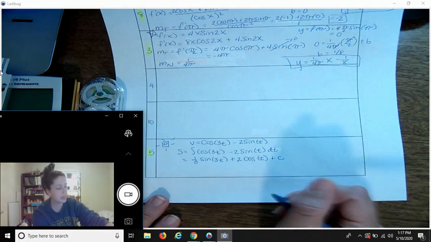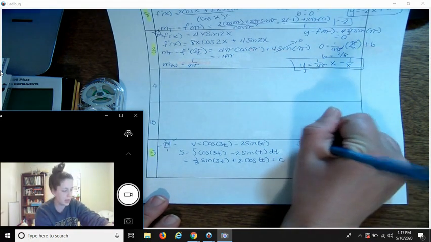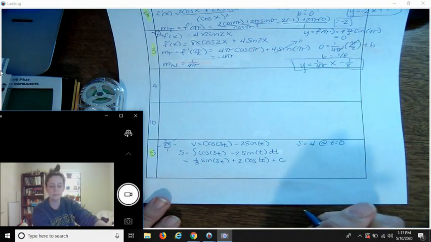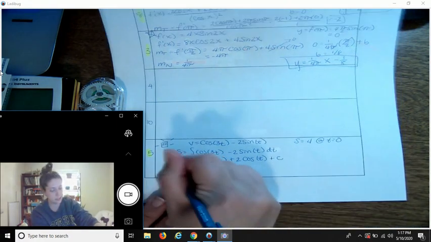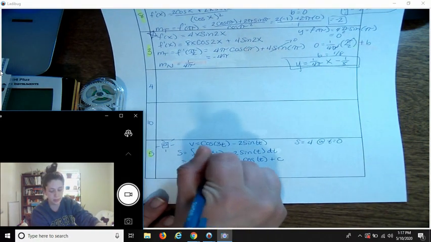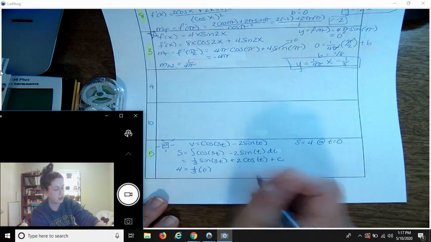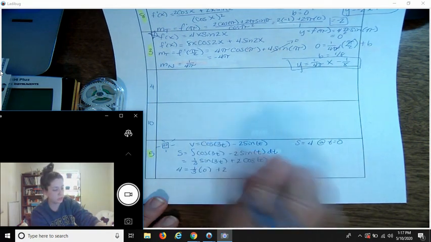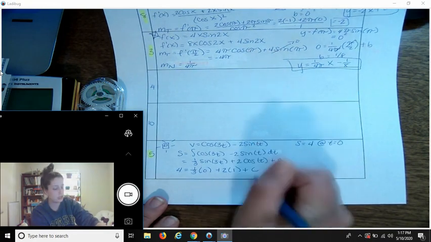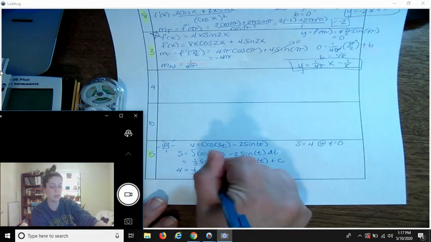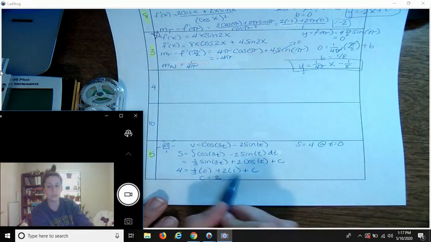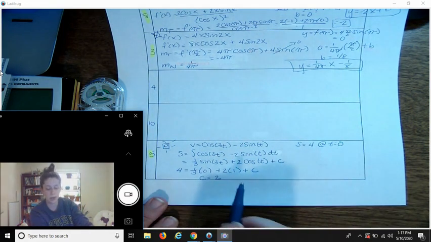Now it gives us that s is 4 at t equals 0, the initial value, and so our initial position. So 4 should be equal to 1/3 times sine of 0, which is 0, plus 2 times cosine of 0, which is 1, plus c. So this means that c should be 2 when all is said and done. Okay, this goes to 0, this is 2, so I subtract 2 from both sides.